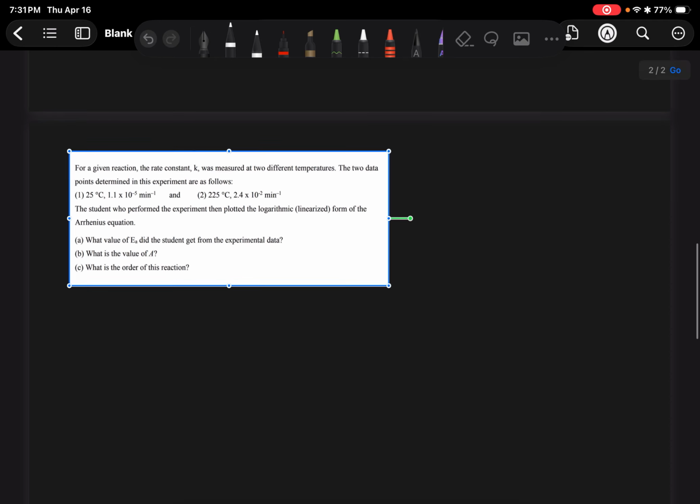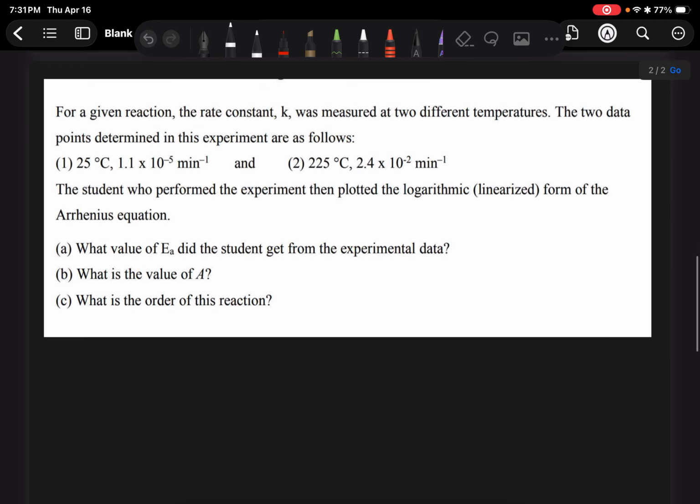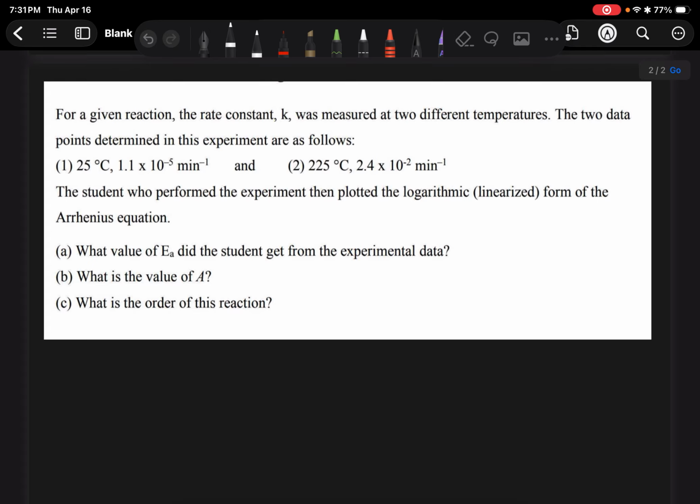I forgot to make a new page. Oh, there you go. Okay, I low-key don't know how this one's gonna work. For a given reaction, the rate constant K was measured at 2 different temperatures. The 2 data points were determined in this experiment as follows. The student who performed the experiment applied a logarithmic linearized form of the Arrhenius equation. What value of EA did the student get from the experimental data?